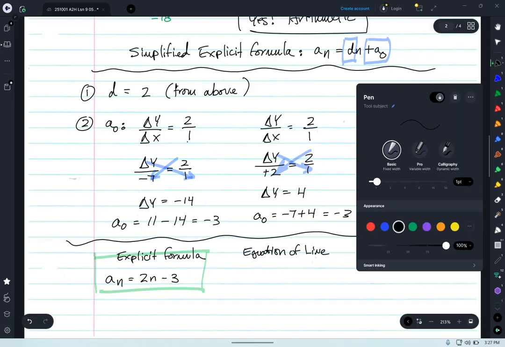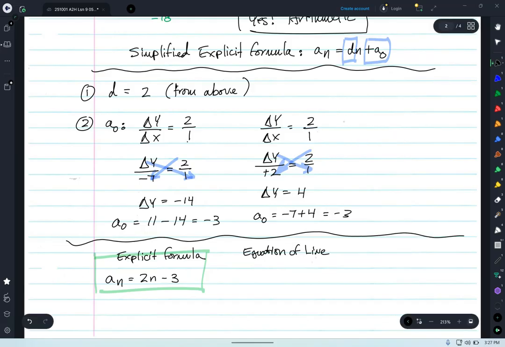If I write it as an equation of the line, well, then I'm using my y equals mx plus b. So then this is going to be y equals, now I know my common difference and my slope are the same thing, so this is going to be 2x, and I know my 0th term and my y-intercept are also the same thing. This is going to be minus 3.